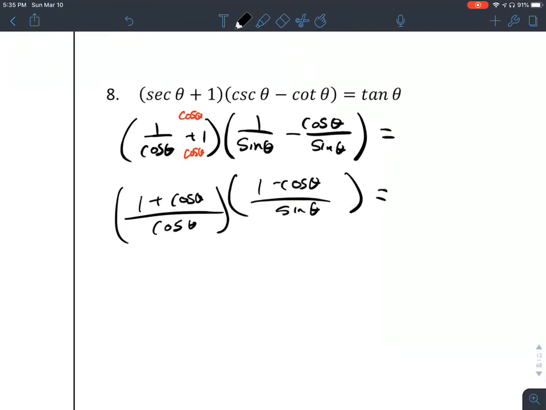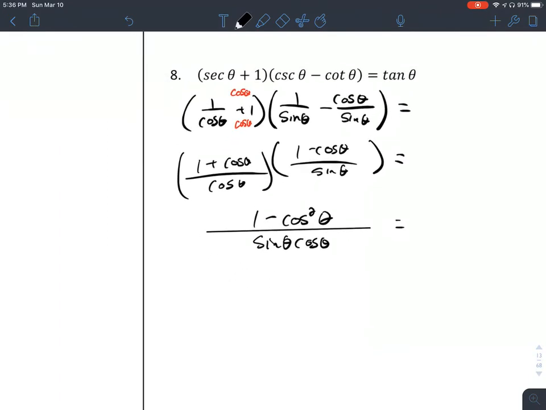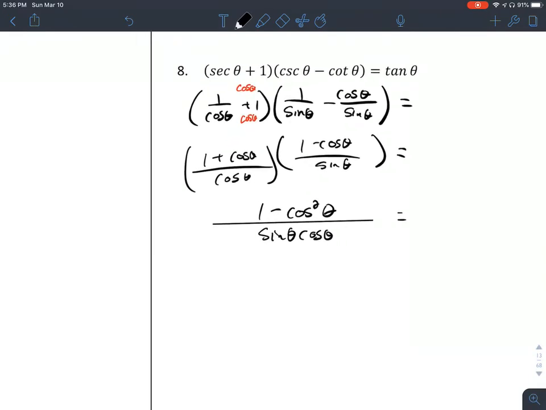Now I'm going to multiply this together. When you multiply two fractions, you multiply the tops, you multiply the bottoms. The bottom's just going to be sine times cosine. The top is going to be 1 minus cosine squared of theta. Let me provide more of an explanation for that, although you don't have to show this work.